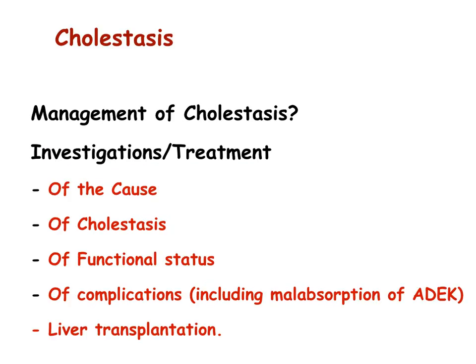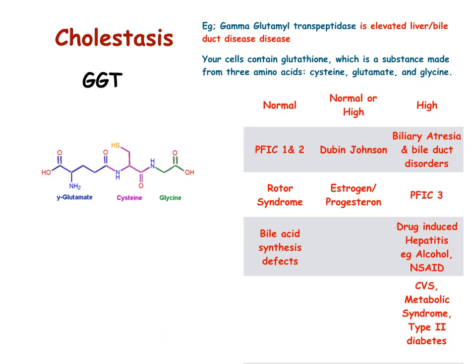Investigations and treatment. Of course, we have to investigate to know the underlying cause. What is the status of the cholestasis, the functional status of the liver? We have to investigate and provide treatment of complications, and finally liver transplant. Please note the gamma GT, it's elevated in liver or bile duct disease.